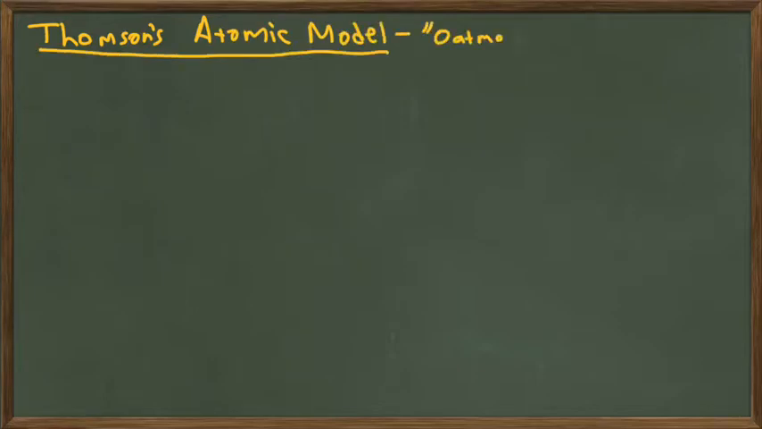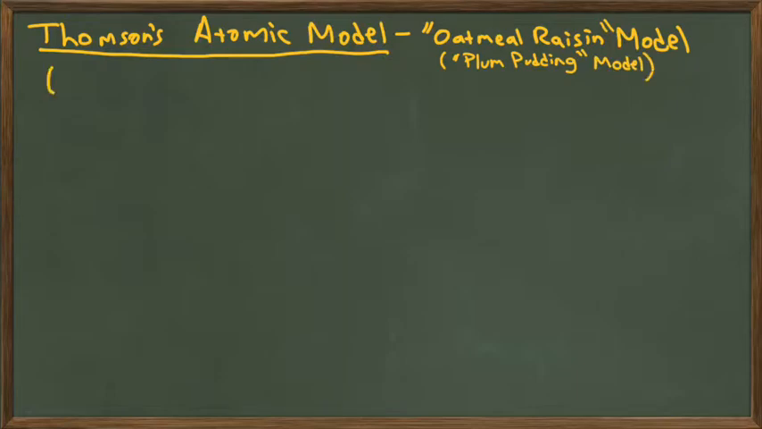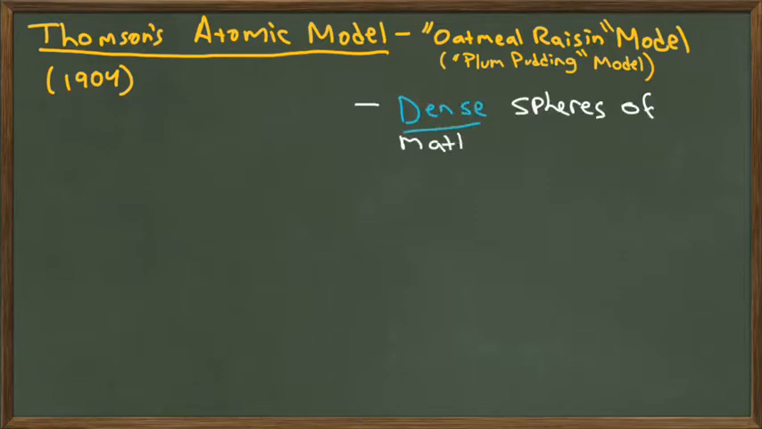Then we have Thomson's atomic model. In the 21st century, I call it the Oatmeal Raisin model, but originally it was called the plum pudding model. This came about in 1904. Now, in the 21st century, most people really don't know what plum pudding is. So we go with oatmeal raisin because essentially it's a dense matter and it has different components inside of that matter. So we'll see that here.